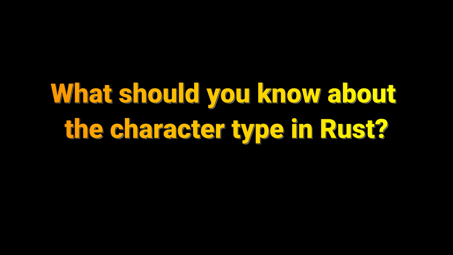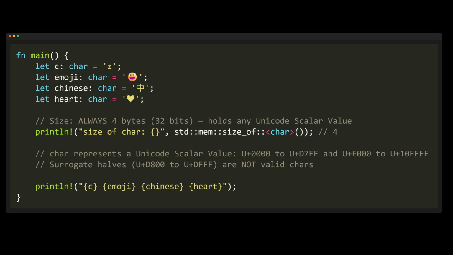Question: what should you know about the character type in Rust? In Rust, a character is always 4 bytes in size and can store any Unicode value.